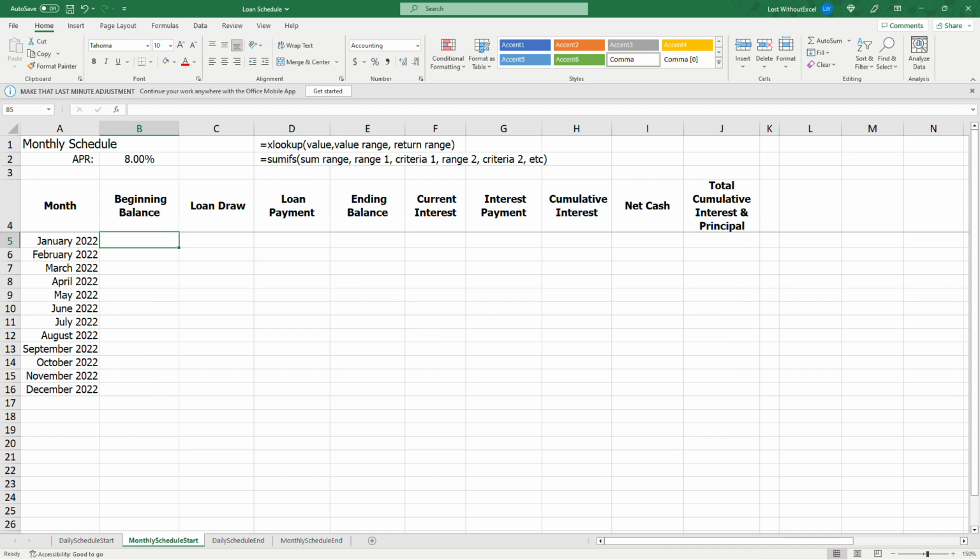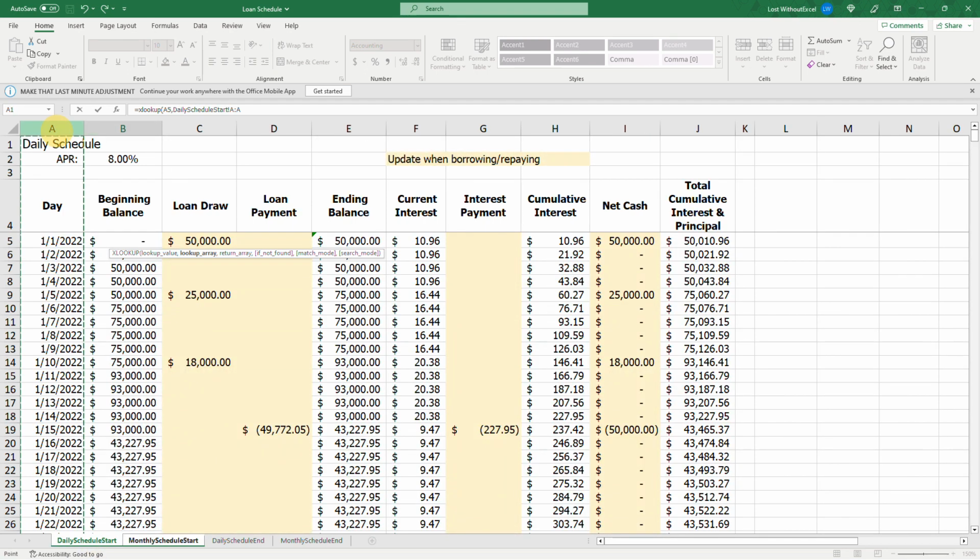But what we're going to do is there's only actually two formulas I'm going to use here: an XLOOKUP and a SUMIFS statement. So I'm just leaving these at the top for reference if you're not familiar with those. What I want to do for my beginning balance is, I'm sorry, I'm doing XLOOKUP. SUMIFS is next. We're going to do an XLOOKUP, and I want to go find this value in the daily schedule. And when I find it, I want to know what the beginning balance is.